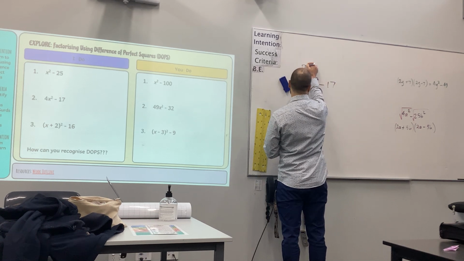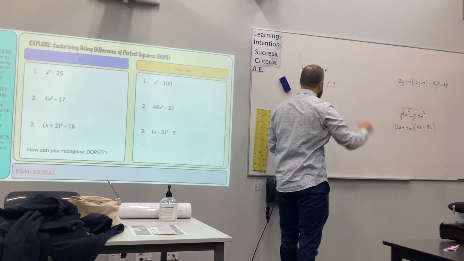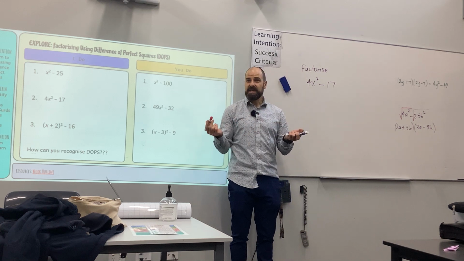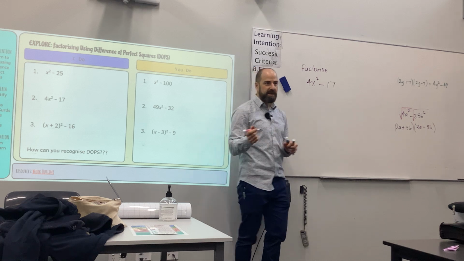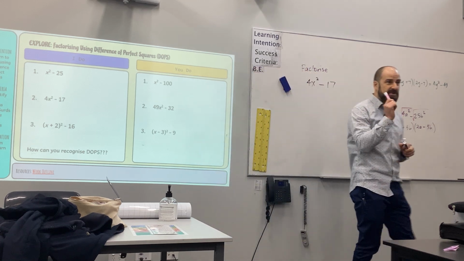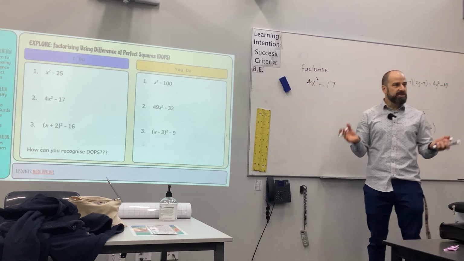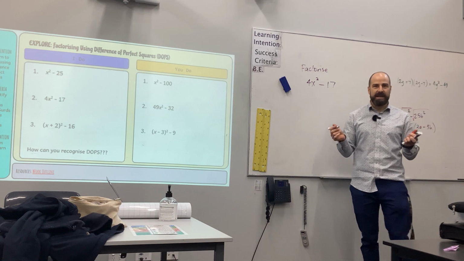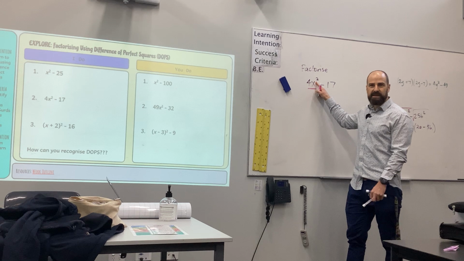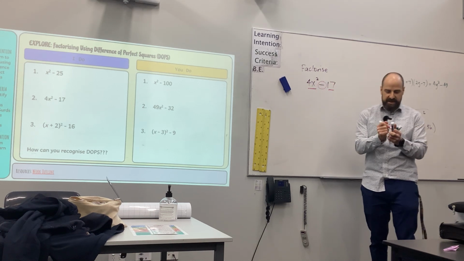If I have to factorise 4x squared minus 17, is it a difference of 2 squares? Not quite. Why not? 17's not a square number. 17 is a prime number. But we're going to factorise this exactly the same way. Because we've got 2 terms, and at least one of them's a square, we're going to factorise this using the difference of 2 squares method. How do I do it?